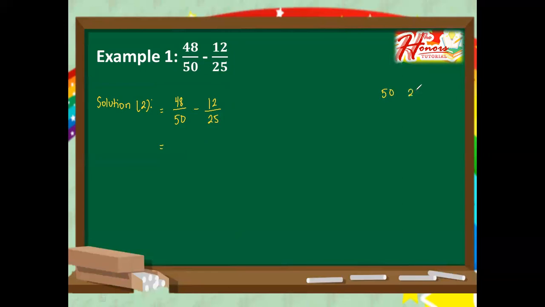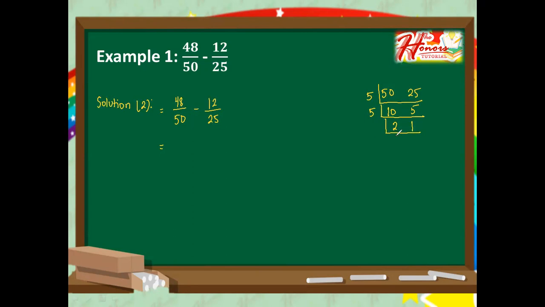So that is 50 and 25. And then you have to think of a prime number that can divide 50 and 25. So that's 5. 50 divided by 5, that's 10. 25 divided by 5, that's 5. And then think again of a prime number that can divide 10 and 5, and that is 5. So 10 divided by 5, that's 2. 5 divided by 5, that's 1.